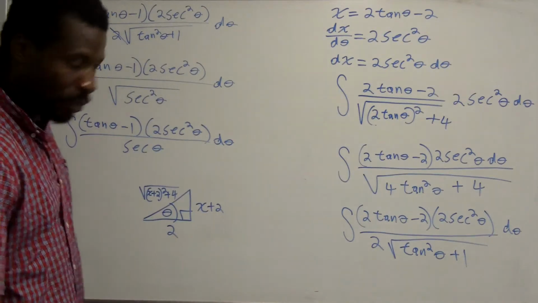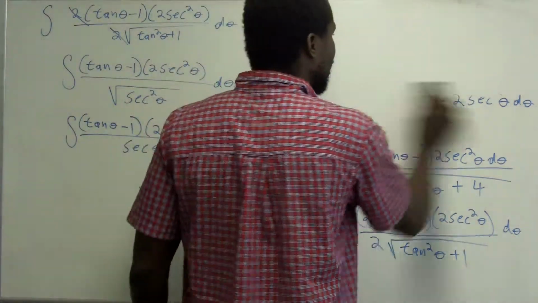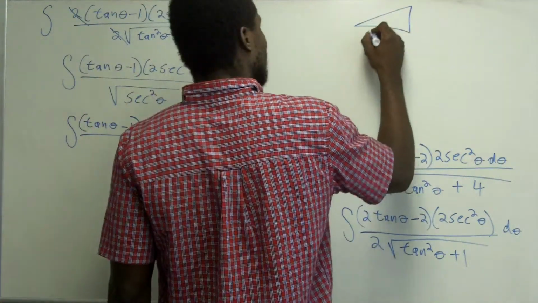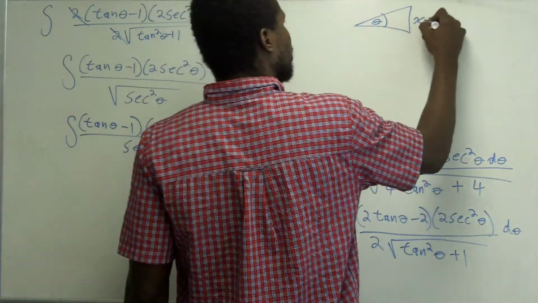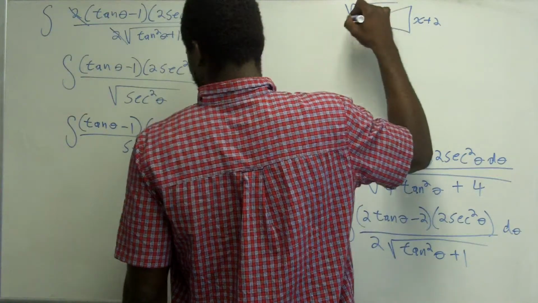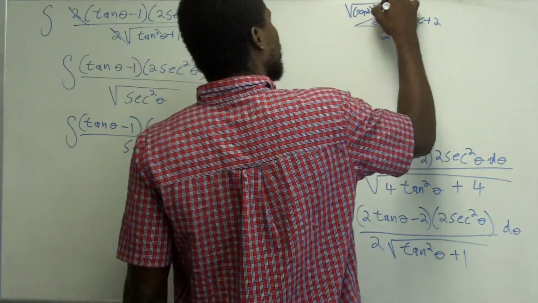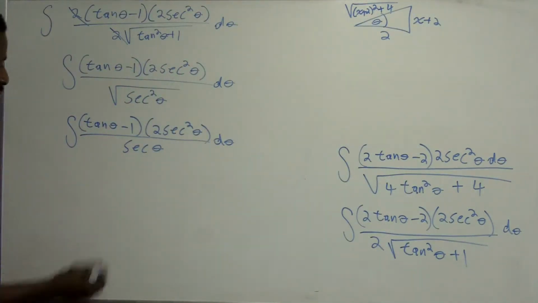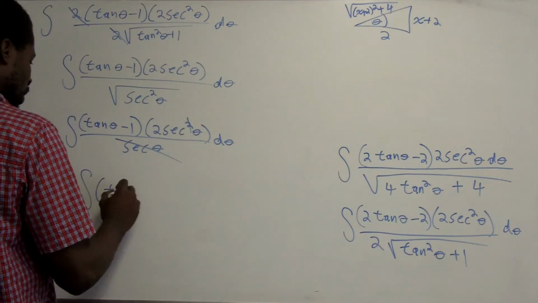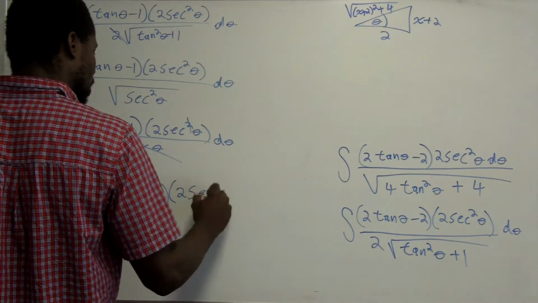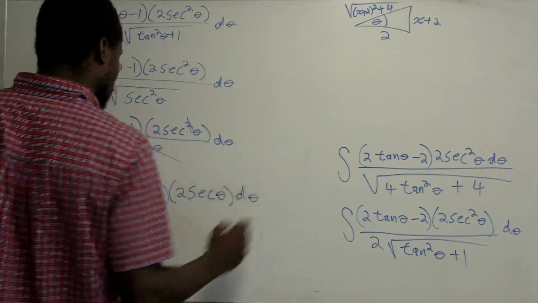All right, let me just transpose this triangle, because I'm going to need that triangle at the end to do my back substitution. It says theta here, x plus 2 here, 2 here, and this one is the square root of x plus 2, squared, plus 4. So, here we go. Now, one of these factors of secant cancels out, leaving us the integral of the tangent of theta minus 1 times 2 secant theta d theta, which is relatively simple.